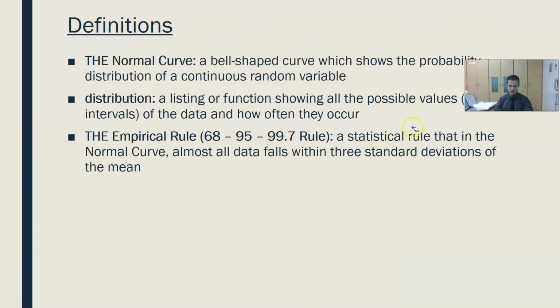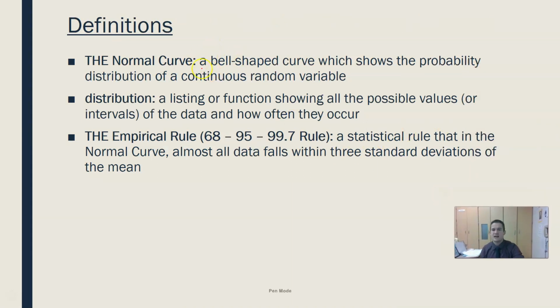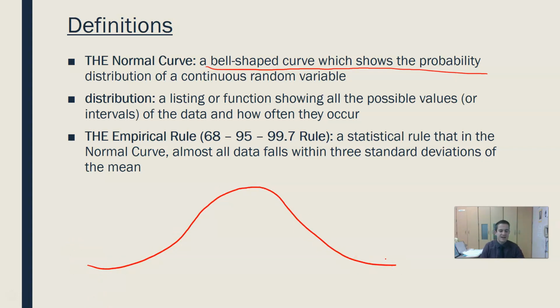So some definitions for you. The normal curve is a bell-shaped curve which shows the probability distribution of a continuous random variable. So when we talk about a continuous variable, that's talking about a numerical variable that can have decimals and fractions and whatever it may be. So a bell-shaped curve shows the probability distribution of a continuous random variable. Or in other words, if I were to create a histogram of a continuous random variable, it shows me approximately how those data values would be distributed.